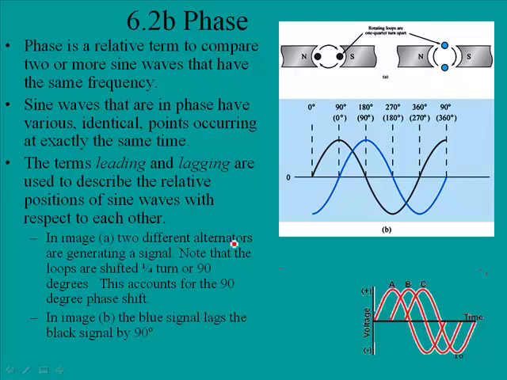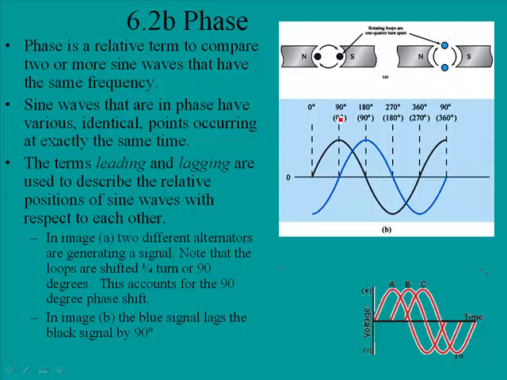In image A, two different alternators are generating a signal. Note that the loops are shifted 1/4 turn or 90 degrees. This accounts for the 90-degree phase shift. And so if we look over here, we can see that we have the two alternators, and you'll notice that this one is at this particular cross-section where it's cutting maximum magnetic flux lines, and this one is in parallel with the north and the south pole. Now this one is actually shifted 1/4 turn, which equates to 90 degrees.